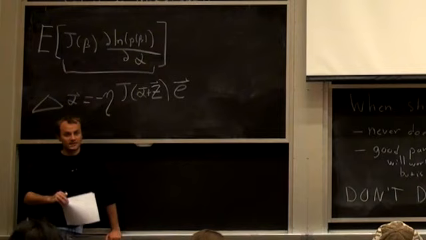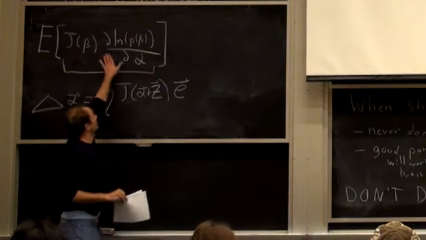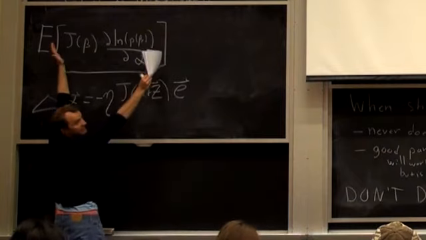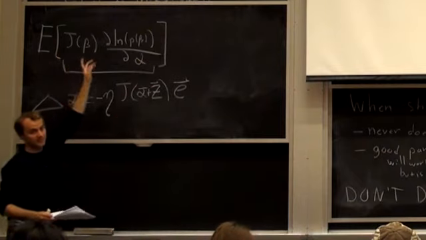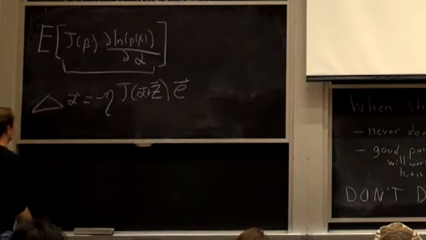Is it the quantity inside the expected value brackets, or is it the expected value? It's just this quantity. It's not the expected value. We want our update to be this, inside the expected value. Then the expected value of our update is the gradient. So it's just the quantity inside.